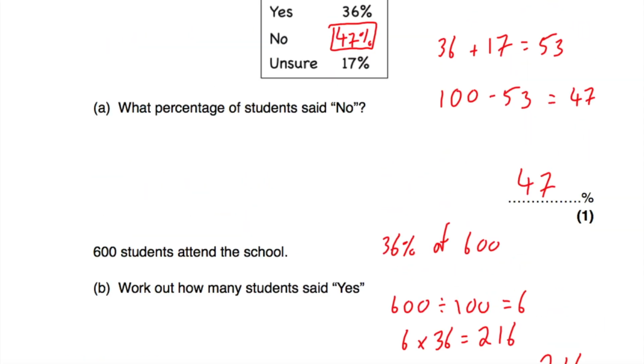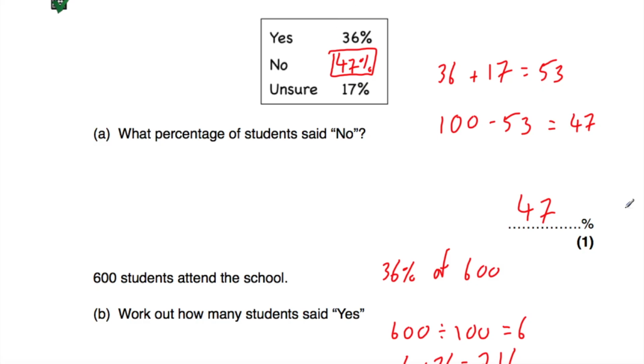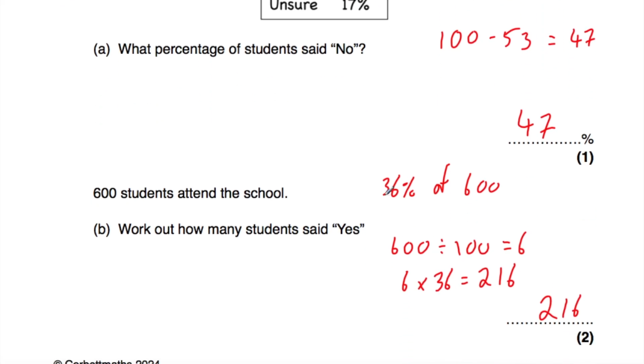Well, we went up to the table, there was 36% of the students said yes, so we needed to work out 36% of 600. And to do that, we took the 600, we divided it by 100 to get 1%, so that's equal to 6, and then we just took the 6 and multiplied that by 36, and that's equal to 216, and that's it.